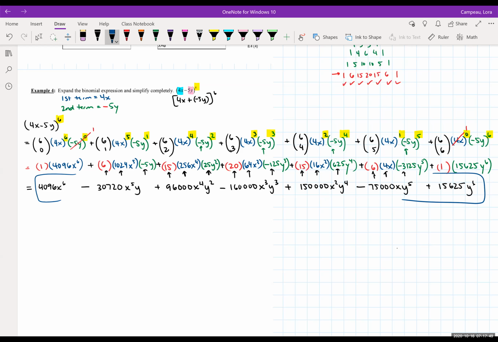There are other ways to find the coefficients. Maybe we'll try that in the next example. I will see you then.